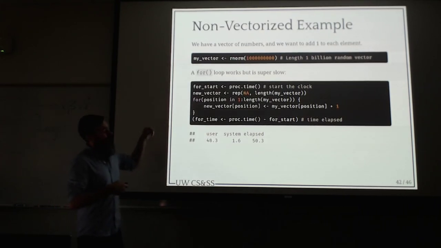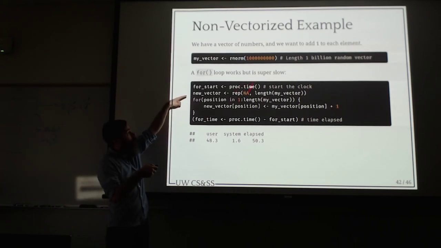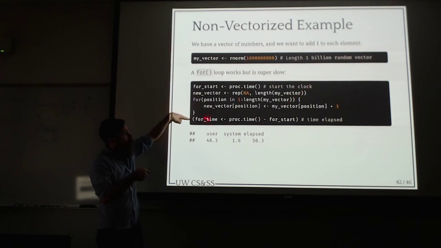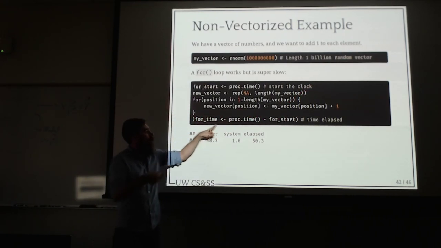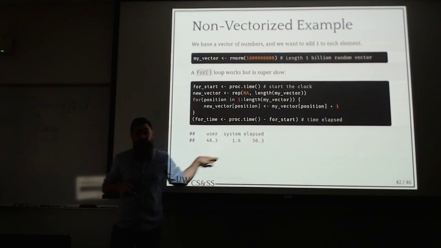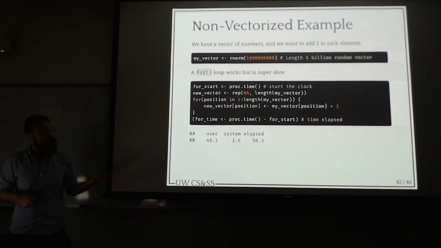So what I do here is, if you ever want to time something on your computer, the way to do it in R is proc.time, assign it to an object, then whenever it's done, do current proc.time minus the start value, and that gives you how much time it took different parts of your computer to calculate something. I did this as an example.